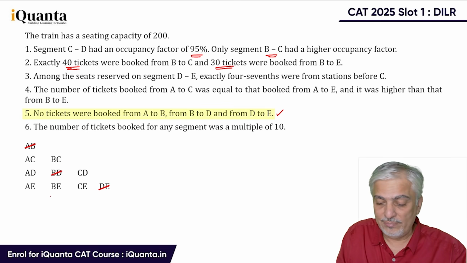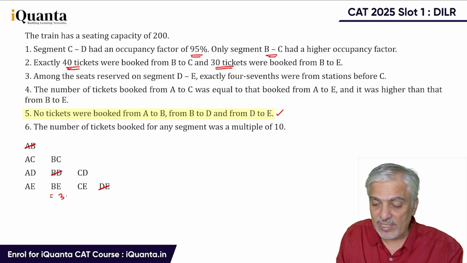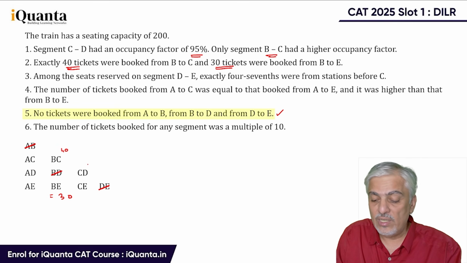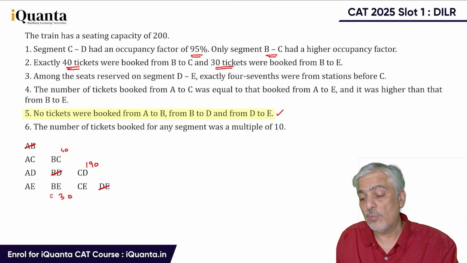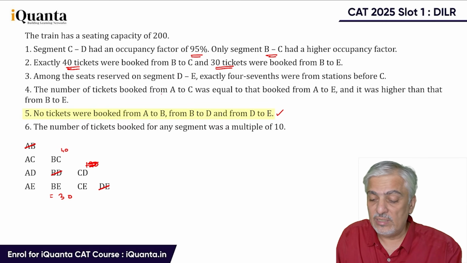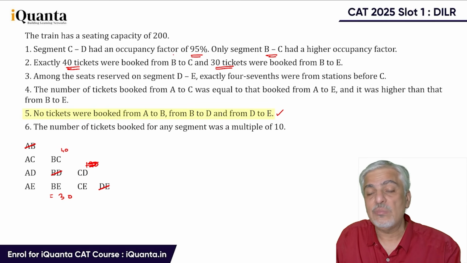So for example, BE was given 30. BC was given 40. So I already know all tickets starting from B. And then I know CD has 95%. So CD is 190, and BC was, oh, BC had a higher occupancy. No, this is not 190 direct, this is not direct, my bad. So they had said occupancy from CD.